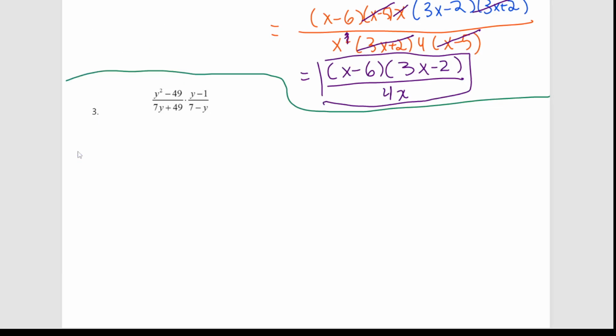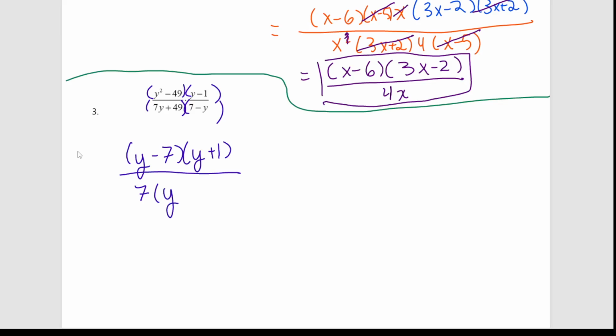Let's go ahead and try this next one. So for this next one, again, same thing. I'm going to want to factor as much as possible. So y squared minus 49 is the same thing as y squared minus 7 squared. So that's going to factor into y minus 7 times y plus 7, all over. 7y plus 49 has a greatest common factor of 7. 7y divided by 7 gets us y. 49 divided by 7 gets us plus 7. Times y minus 1 is already factored.